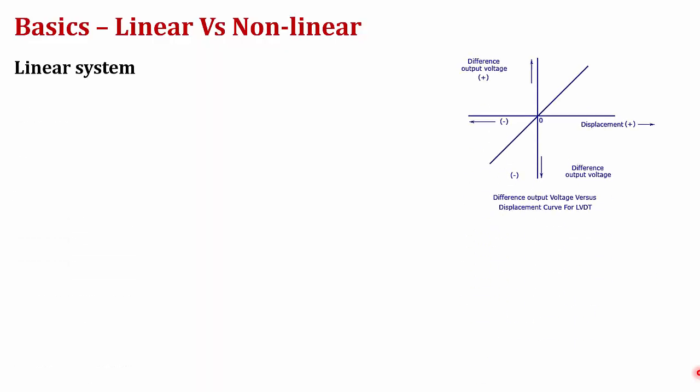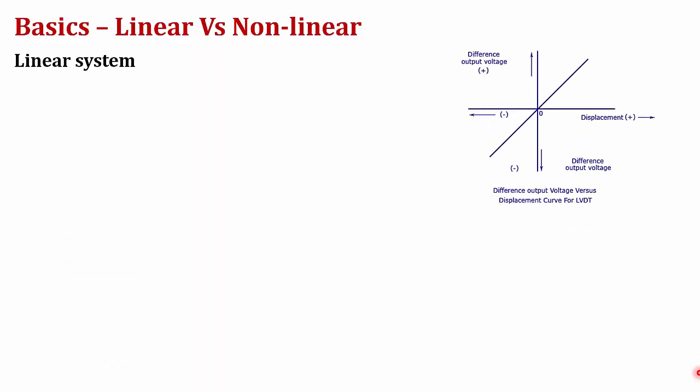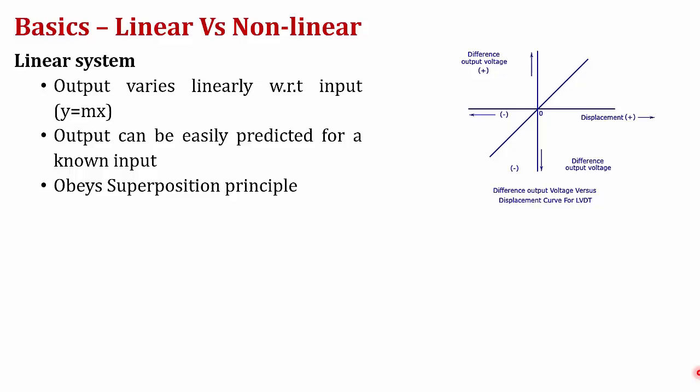Next, linear and non-linear systems. Everyone knows about linear and non-linear systems. Here I have taken the characteristic graph of an LVDT. The output varies linearly, that is y equals mx. As there is a displacement, there will be a proportional difference in the voltage. It obeys the superposition principle.